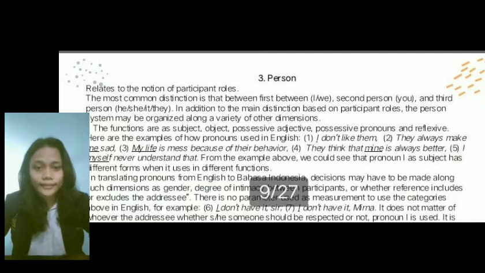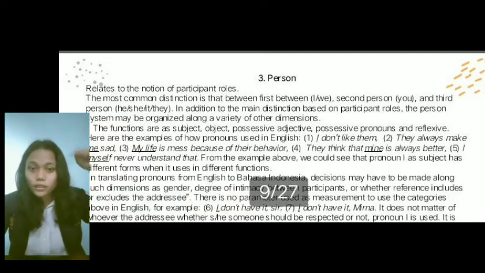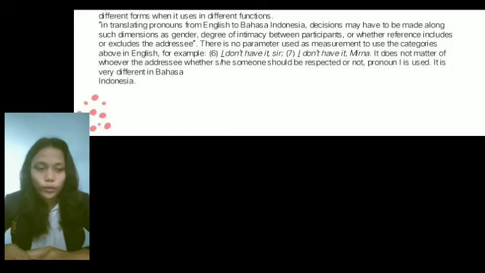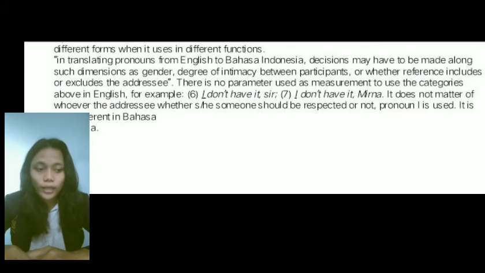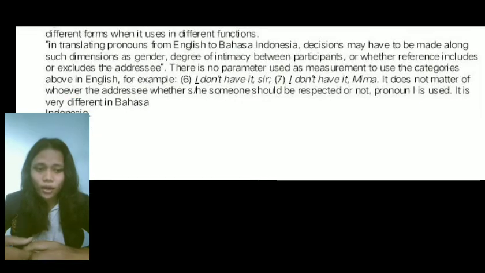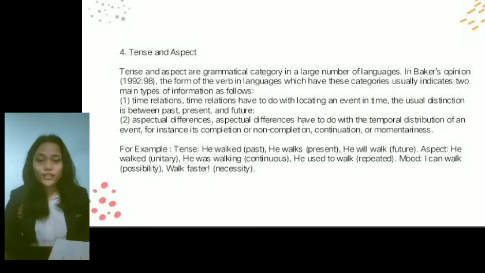Okay, we can see in this slide above, there is no parameter used as a measurement for the categories above in English. For example, I don't have it, sir. I don't have it, Mirna. It doesn't matter whoever is addressed, whether someone should be respected or not, the pronoun I is used. It is very different in Bahasa Indonesia. Okay, we continue to the next type.